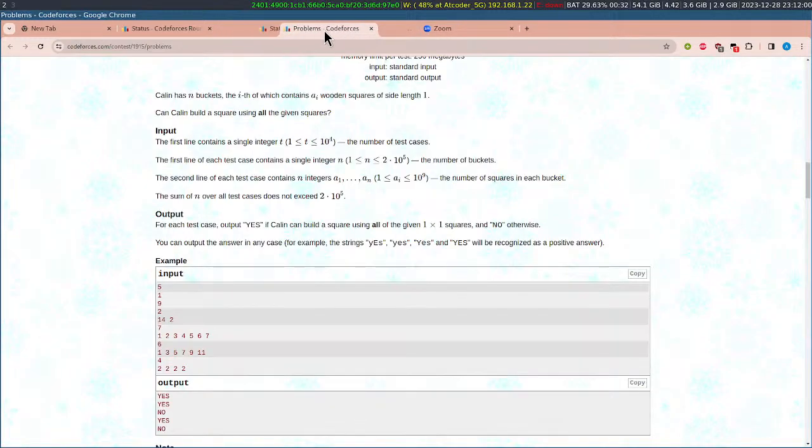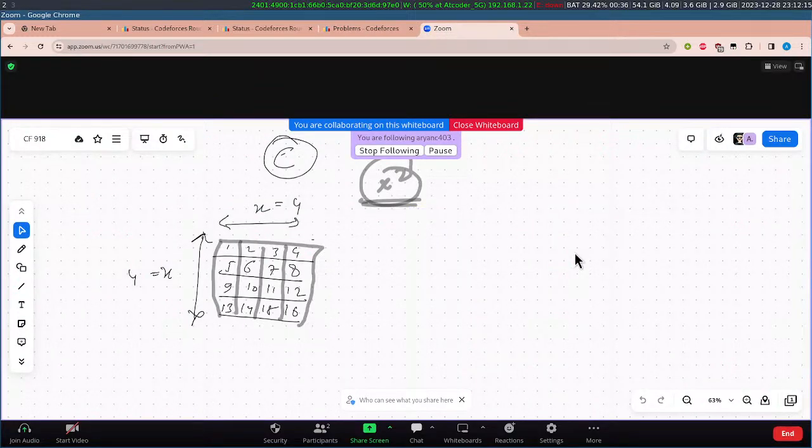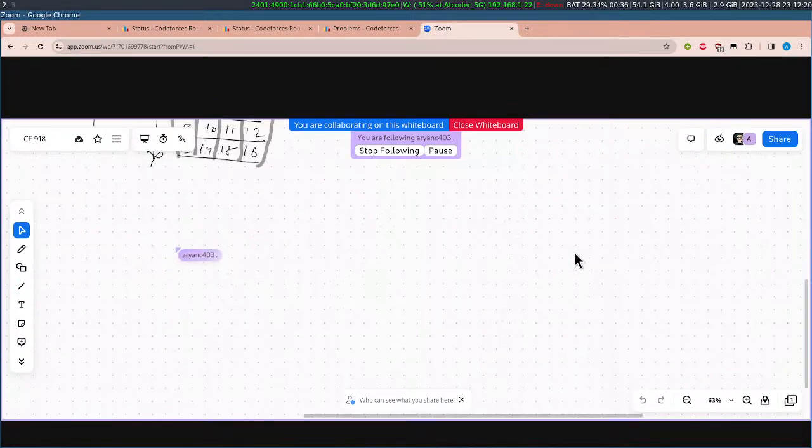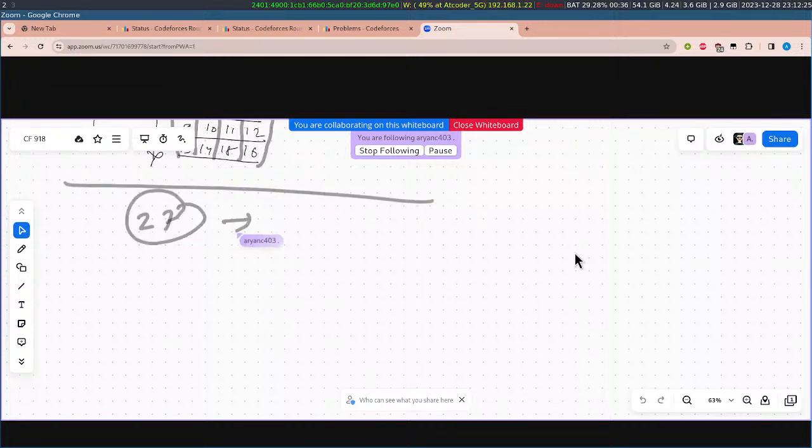The problem statement asks us, can we build a square using all of the given squares? So first we will need the total number of stones we have. And once we have counted the total number of stones, we will have to check if we can create a square using them. For example, if the total number of squares is 27, then none of the squares has 27 as its area. The nearest one would be either 5 into 5, which needs 25, or the next one would be 6 into 6, which is more than 27.